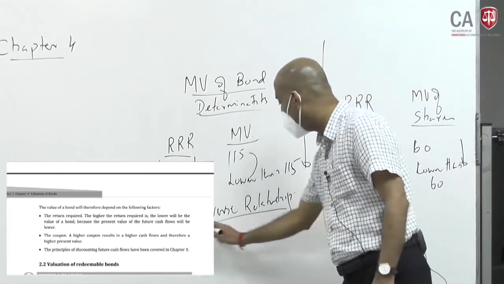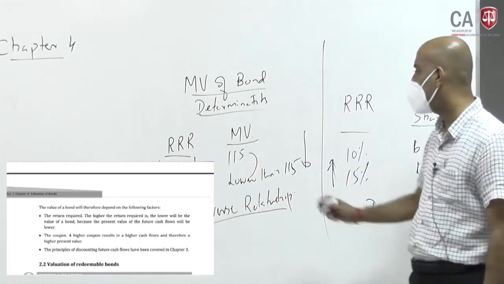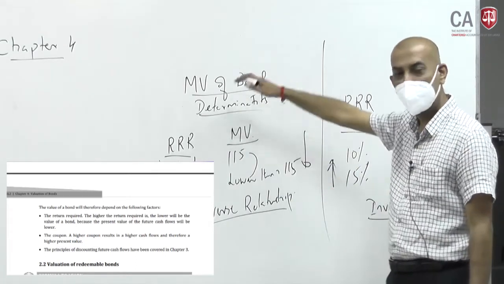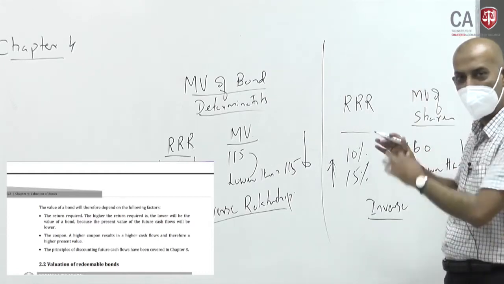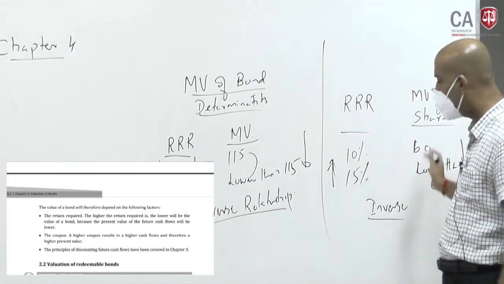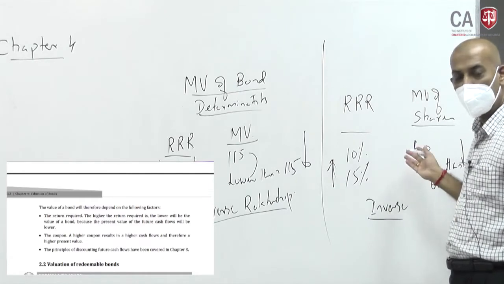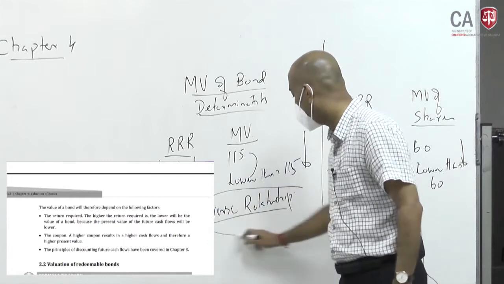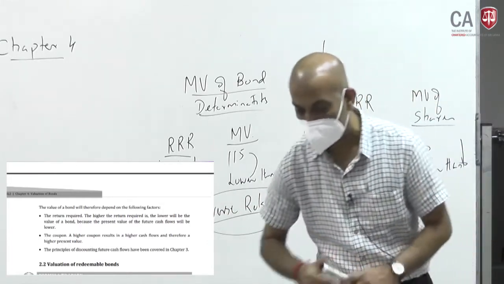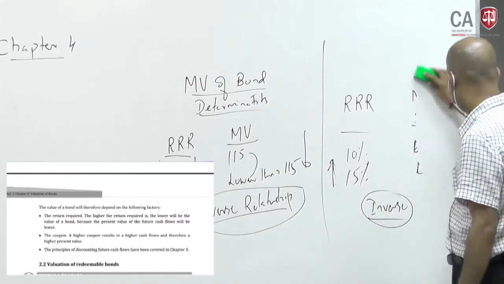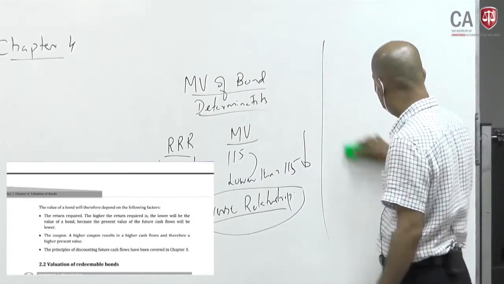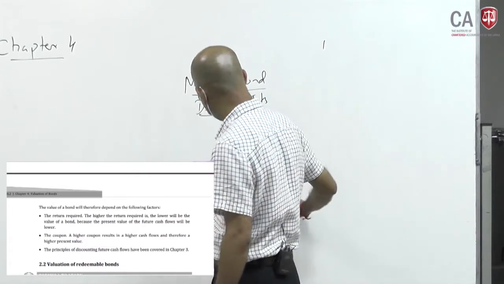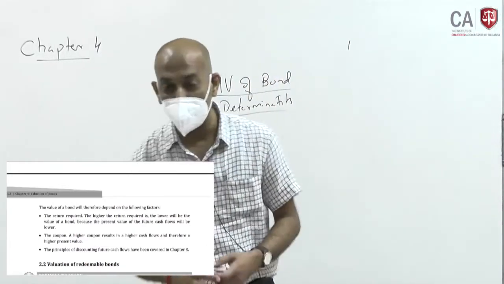So please understand, return requirement of the investor and the market value of the instrument, any instrument. Here we are talking about bonds, here I am giving you shares. I am just giving you a comparison. Both, since you have looked at earlier here. So you need to understand your return requirement and market value have an inverse relationship. It's opposite. So that is one of the determinants, return requirement.